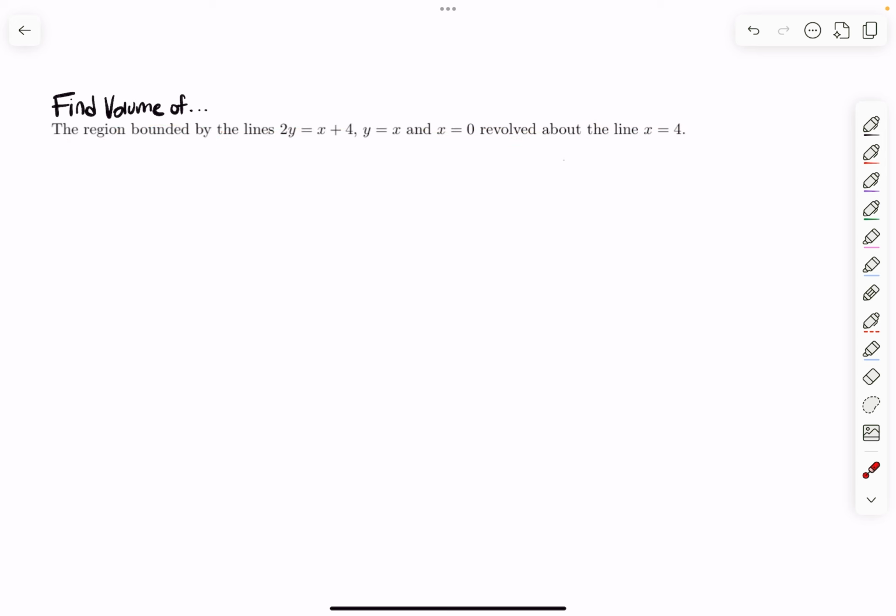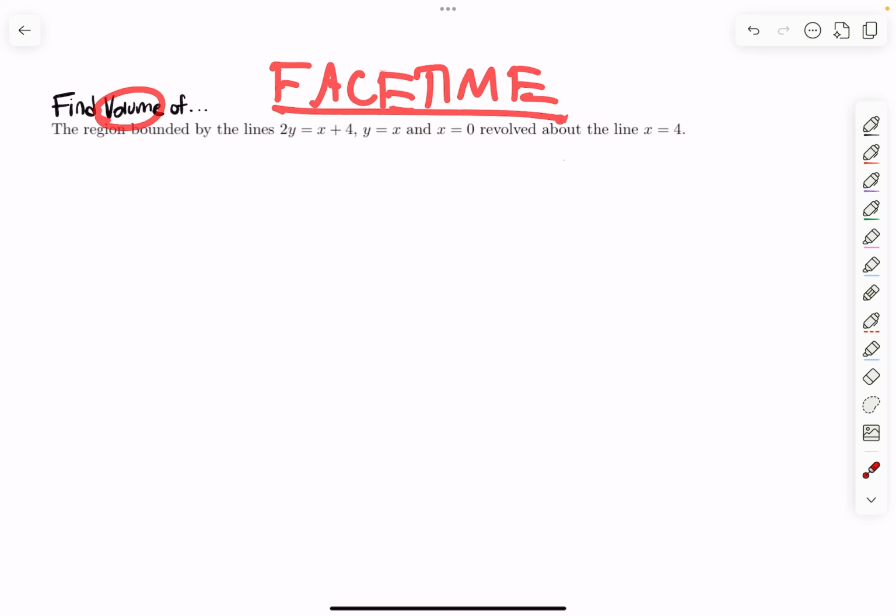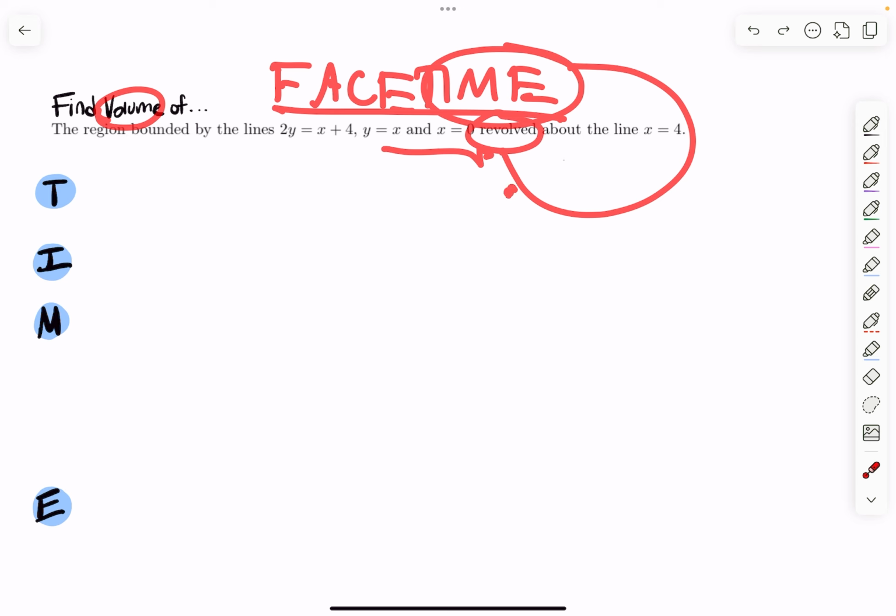Don't even read the problem, just skim through it. If you see the word volume, then think of FaceTime, like FaceTime on your phone. And if you continue skimming through and you see the word revolving, revolved, then think, oh, a clock revolves around time, so we're going to be using time to solve our problem.